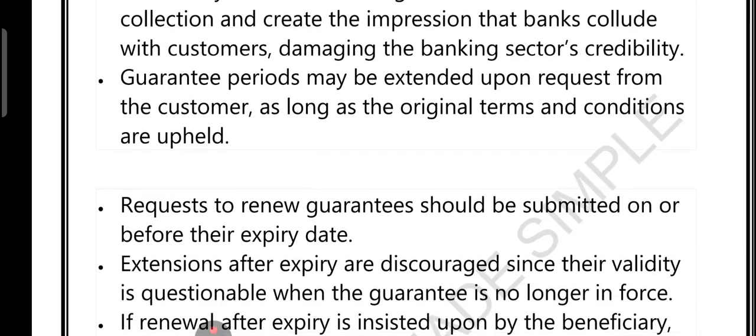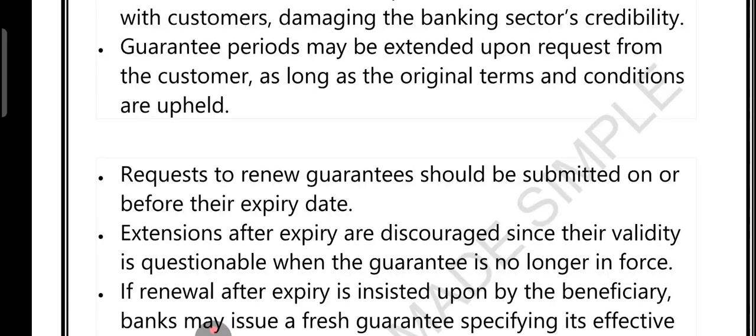Now, let's talk about the extension of guarantee. The bank can extend the guarantee period if the customer requests it, but the original terms and conditions must remain the same. So to summarize, following proper guidelines ensures trust, smooth operation and protects the credibility of the bank when dealing with this kind of guarantee.